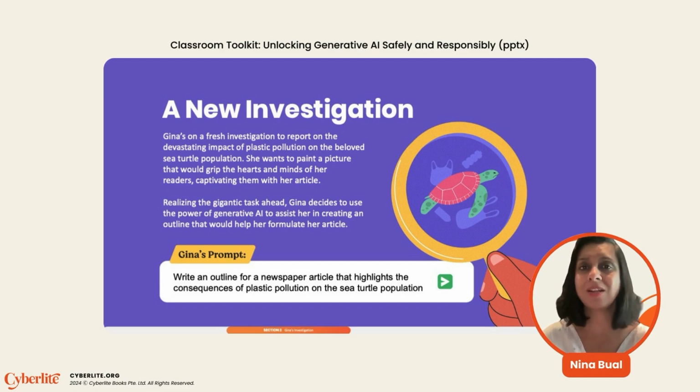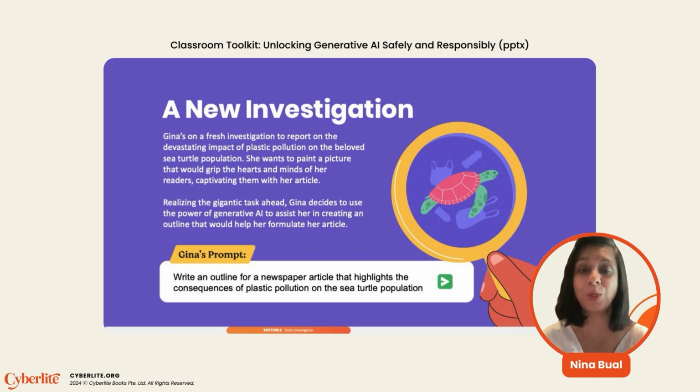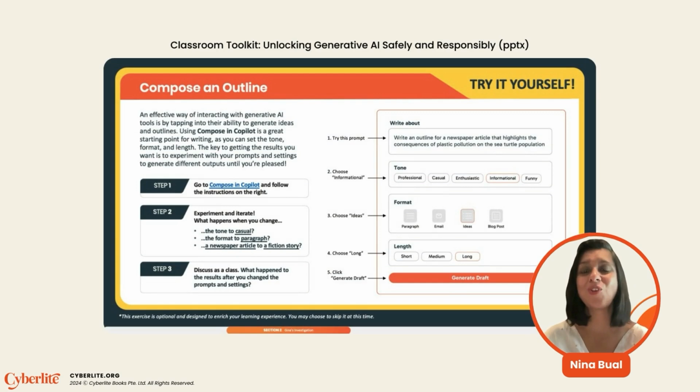So when a child is starting an assignment or a project, if they're stuck, if there's a creative block, one of the things we can do is say, why don't we start with a prompt? And in this case, Gina's prompt is, write an outline for a newspaper article that highlights the consequences of the plastic pollution on the sea turtle population. And that's what she puts in. And this leads us to a try it yourself, which we will go through together.